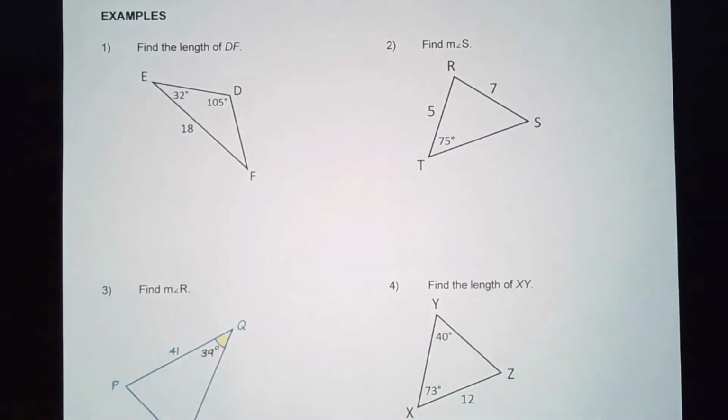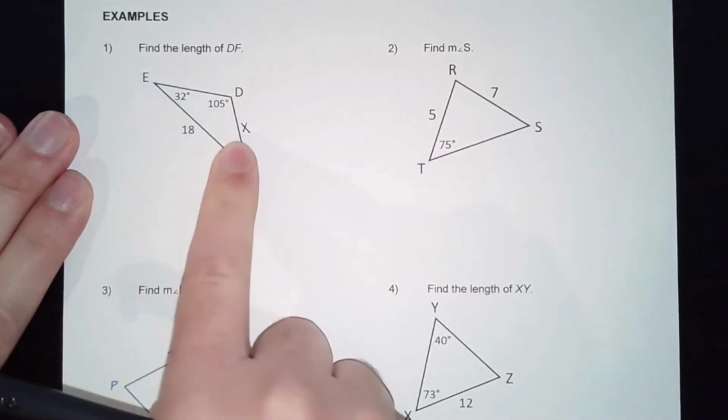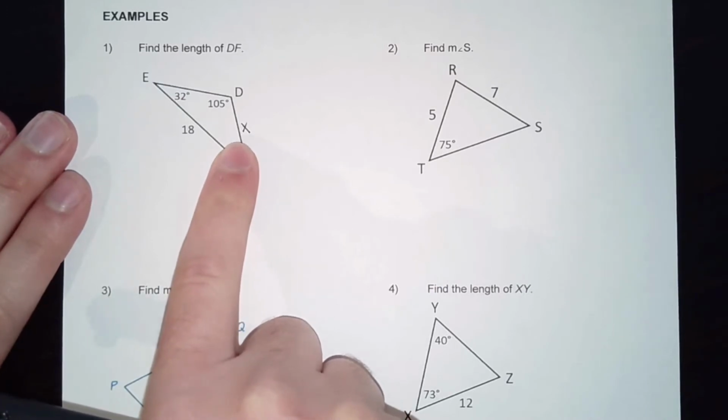We're going to start by finding the length of DF. Now, I'm not going to actually refer to this as DF. I'm going to refer to this as X. I could also use the letter E because it's across from the angle E, but I'm going to use X just so it's one thing that I'm trying to solve for.